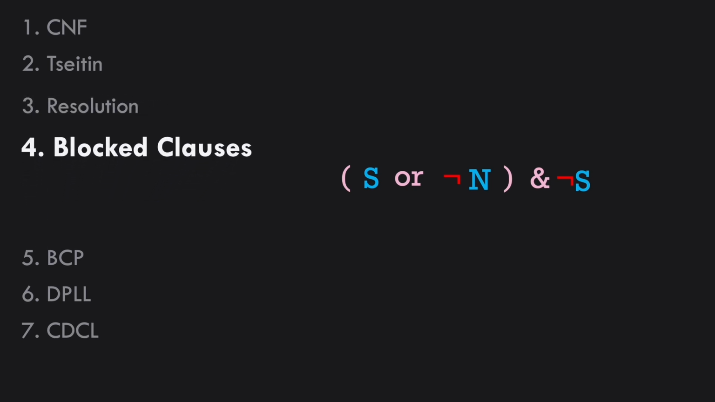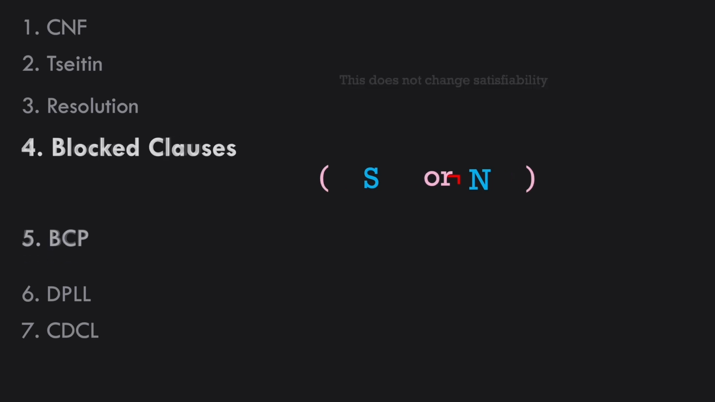Next, we have blocked clauses. For this, I want you to imagine the "and not s" is gone, just like this. This clause blocks the formula and is usually deleted. The thing is, if we have only s or not n, we can never tell what is false and what is true with that. So SAT solvers usually just delete them since they're not useful. And this does not change satisfiability if we delete this clause.